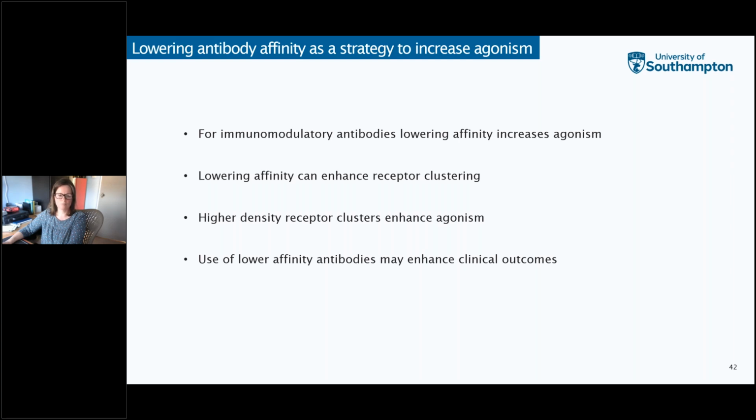So this raises the possibility that we could improve responses through affinity optimization, because we see that with the immunomodulatory antibodies, lowering affinity can increase agonism, and this lowering affinity enhances receptor clustering, and that higher density receptor clusters enhance the agonism. So use of lower affinity antibodies may enhance clinical outcomes.